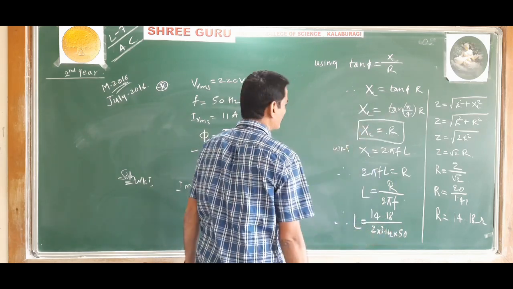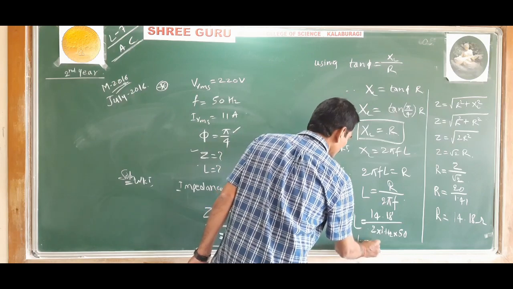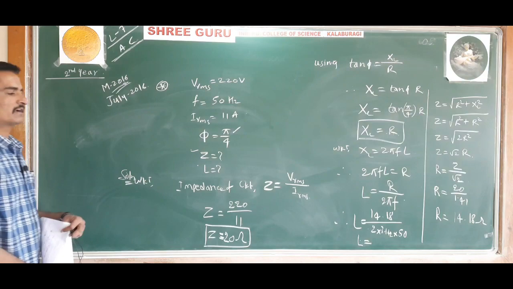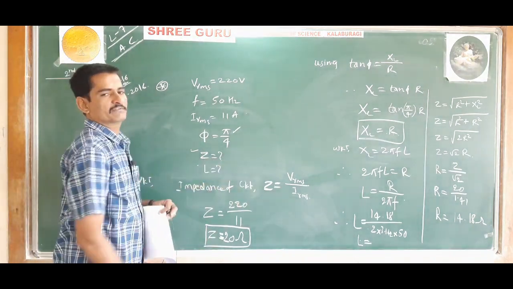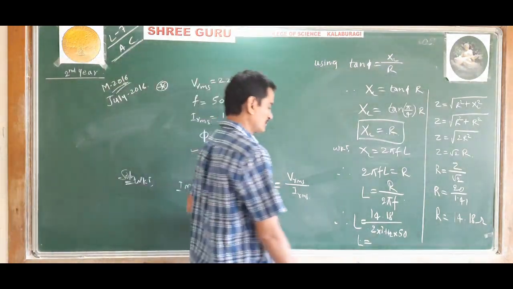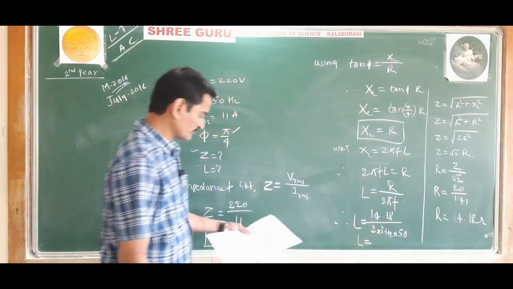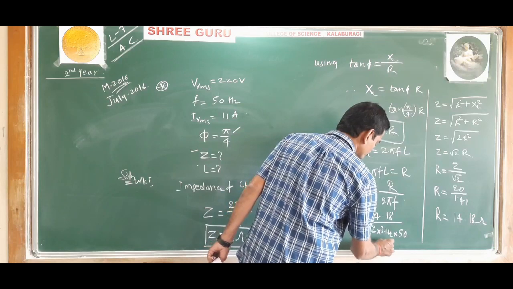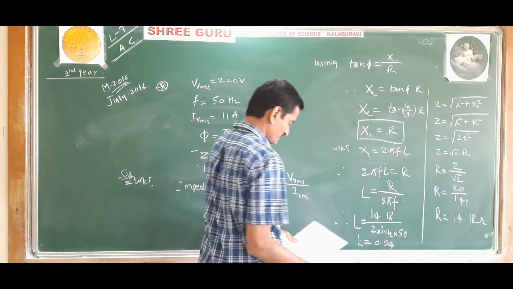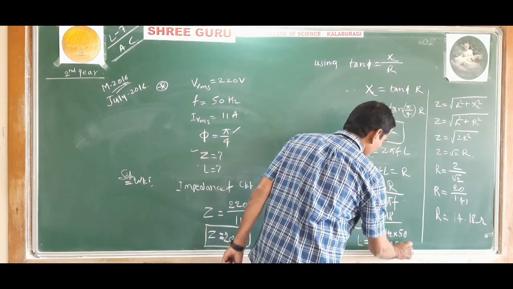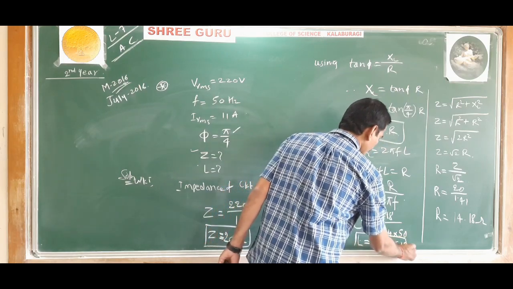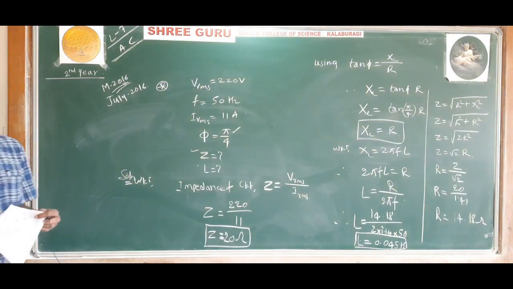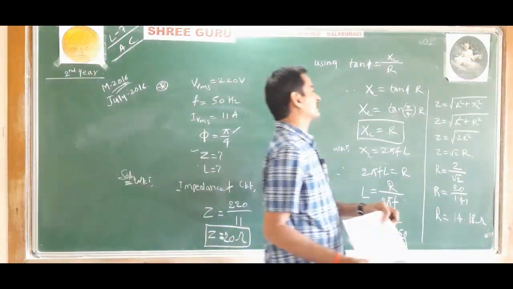Now do this simplification, and you will get the value of L. See how we have got the answer. So many different formulas we have used to get to the final answer. On calculation it will come out to be 0.045 Henry. This is the answer. Check out the calculation once if you want.